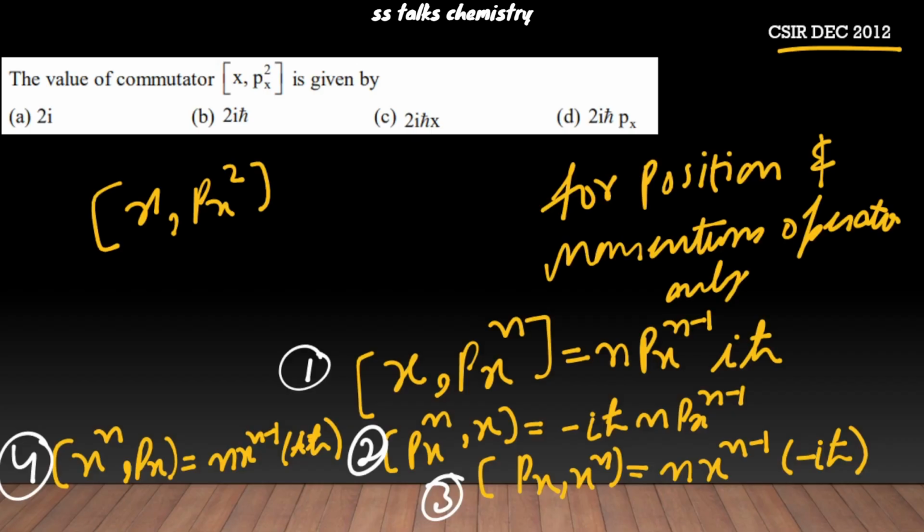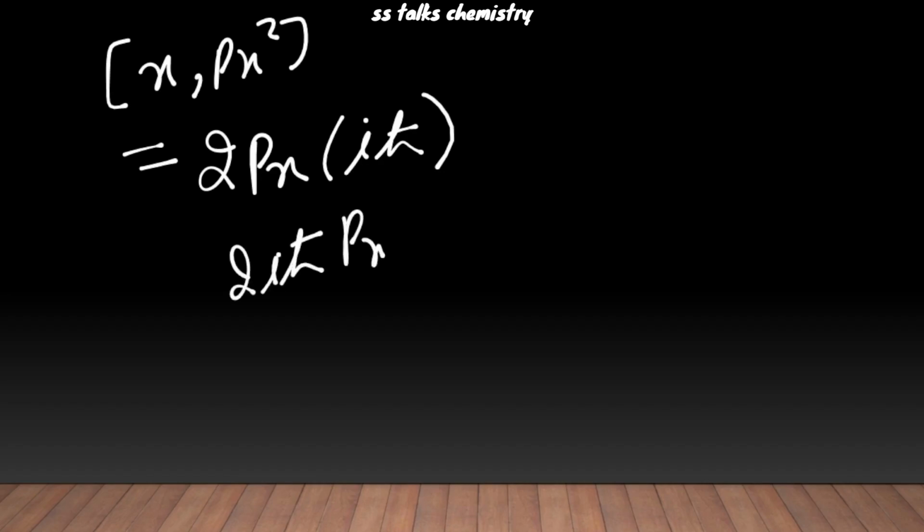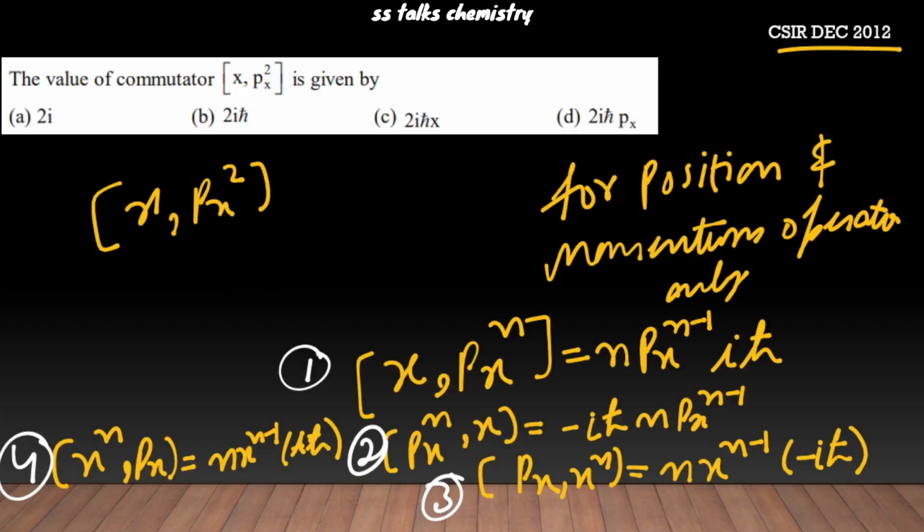So we are going to use this and find the commutator of x and px square. So for x and px square, it will be 2 px raised to the power of 2 minus 1, which is 1 only, now into iota h cut. So 2 times iota h cut into px. So this is going to be the answer: 2 iota h cut px, option D becomes the right answer.